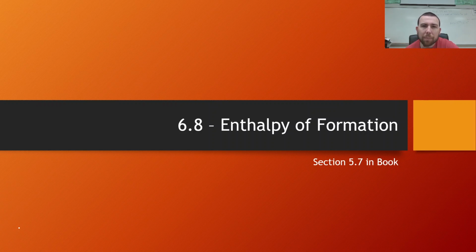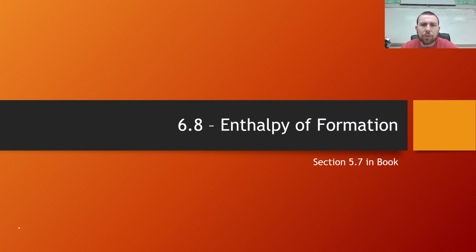Kenton for AP Chemistry. We're in topic 6.8 now in thermochemistry, and we're looking at enthalpy of formation. This is going to be another way that we can help determine the overall enthalpy of a reaction. This corresponds to section 5.7 in our Brown and LeMay textbook, so if you need to reference that, feel free to read that section to give you a better idea of some of the things we're talking about. It's going to provide you some more context.